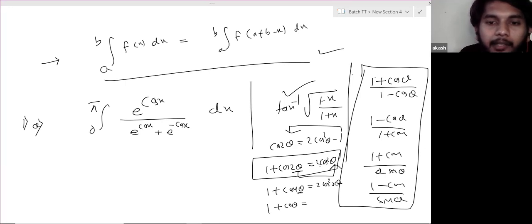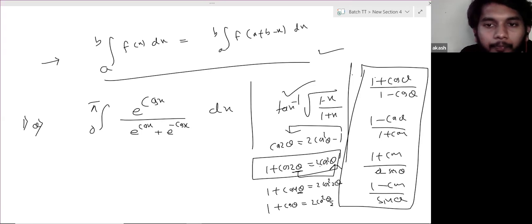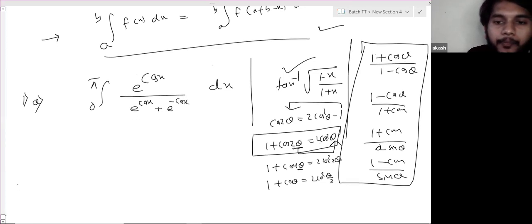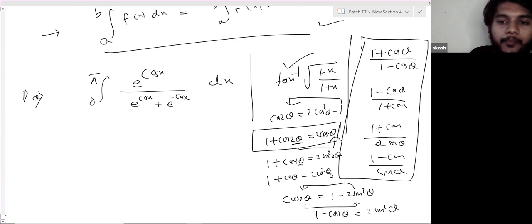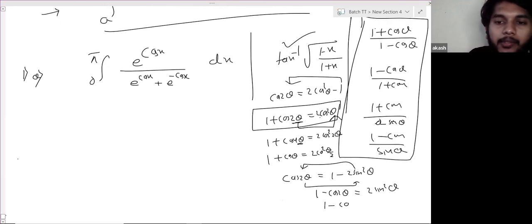So what will be 1 plus cos theta? Just write half the angle: 2 cos square theta by 2. Now we have another formula for cos 2 theta, which is 1 minus 2 sin square theta. So if I take this to this side, this to this side, it becomes 1 minus cos 2 theta is 2 sin square theta. Applying the same logic, we can write 1 minus cos theta as 2 sin square theta by 2.